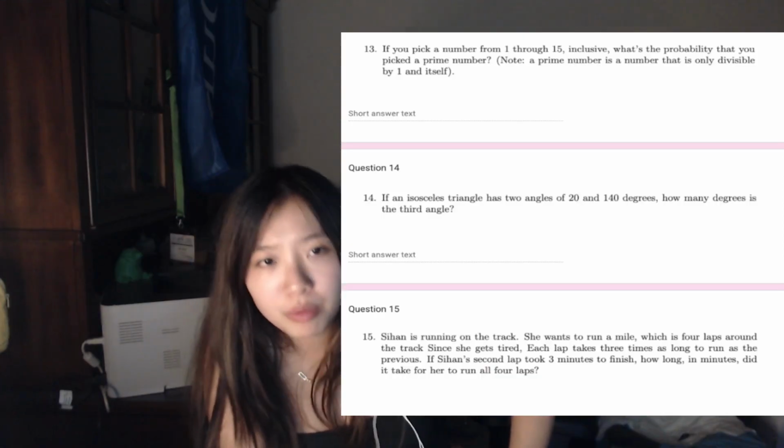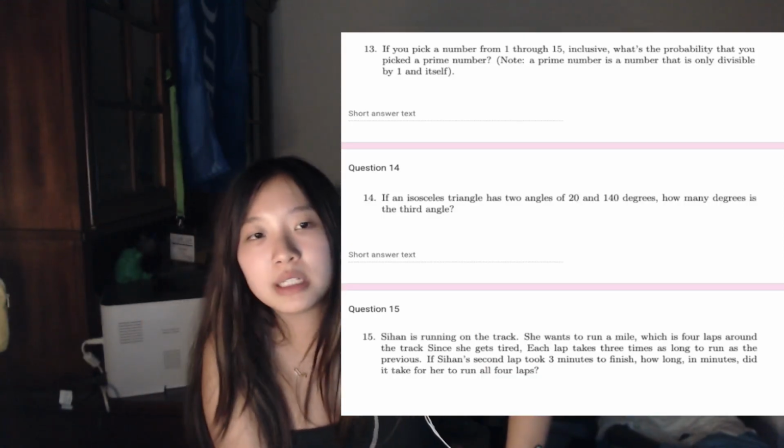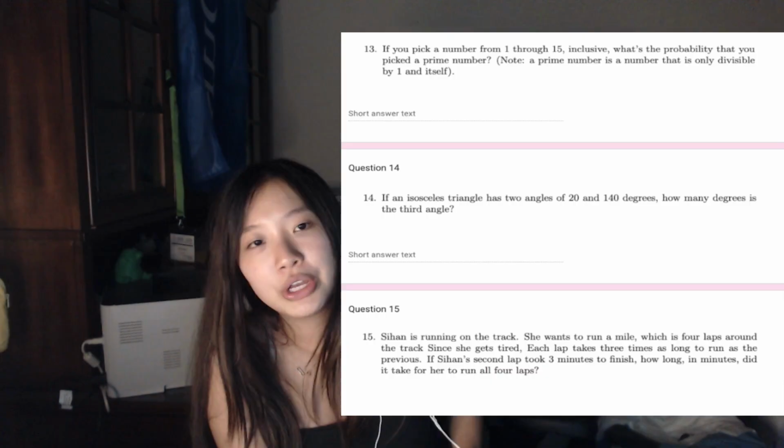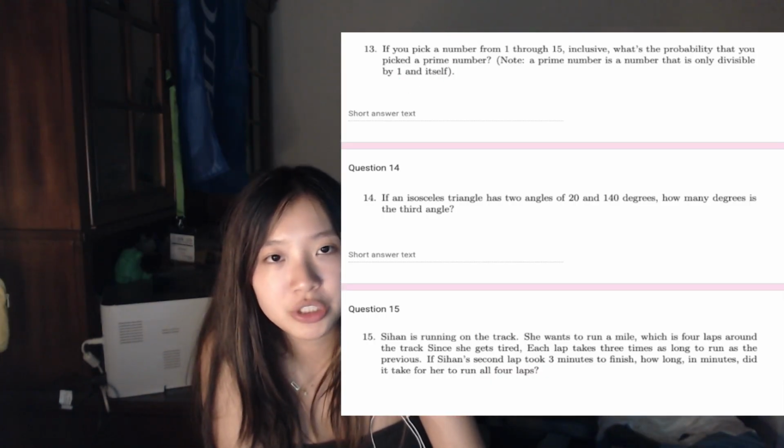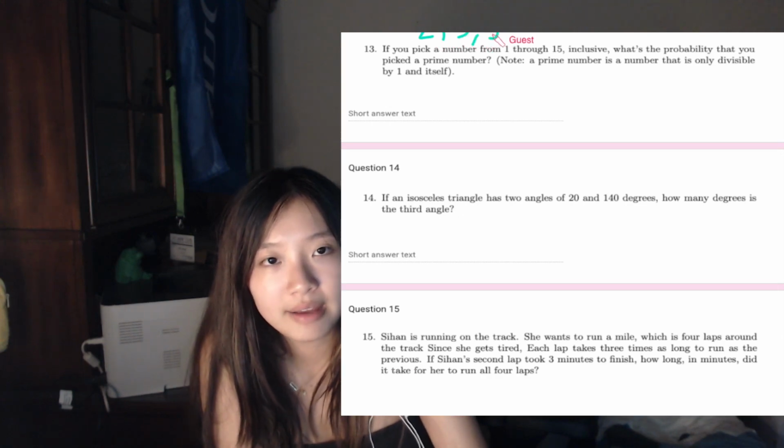And our final set of 3 questions is, if you pick a number 1 through 15 inclusive, what's the probability you picked a prime number? The definition of a prime number is a number that is only divisible by 1 and itself. So let us list the prime numbers here. The prime numbers I claim are 2, 3, 5, 7, 11, and 13.